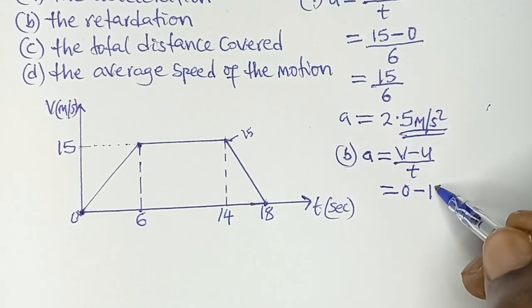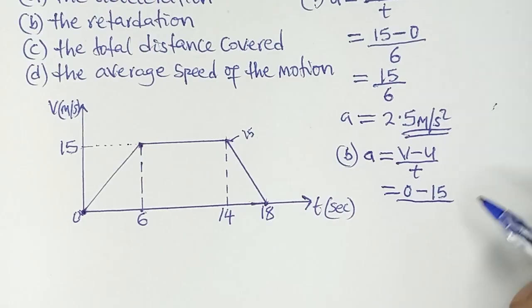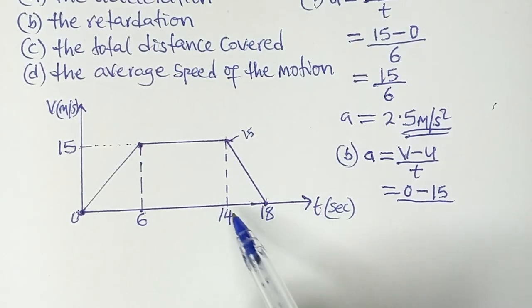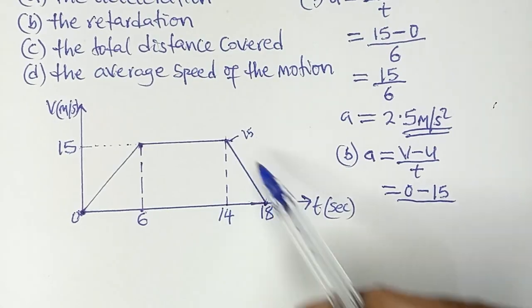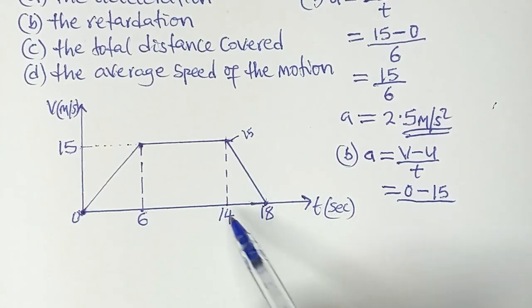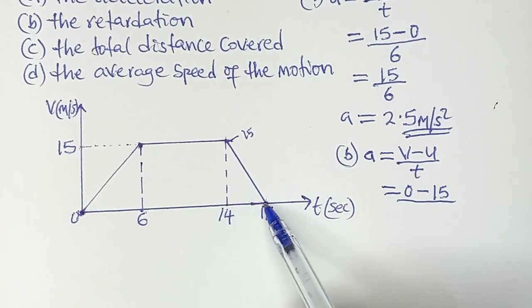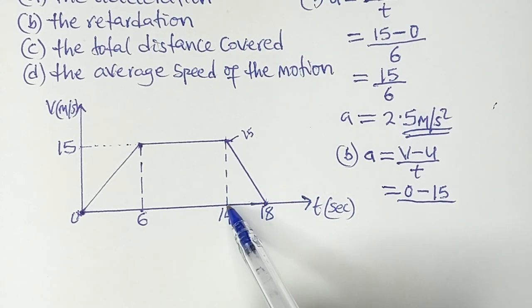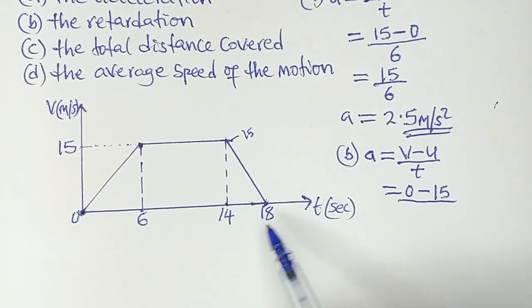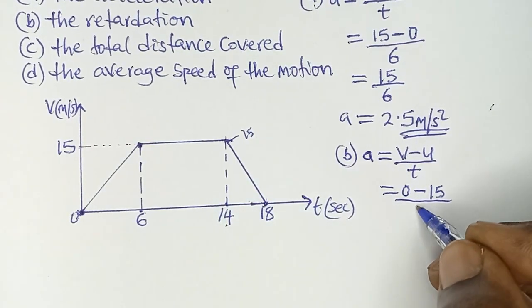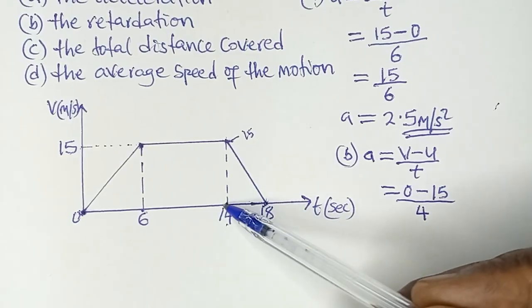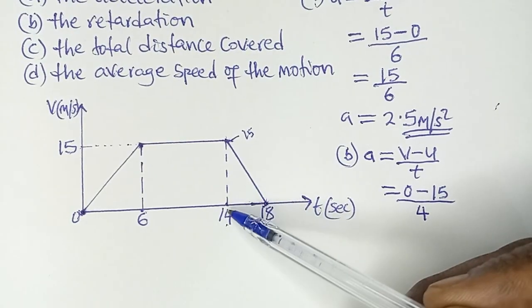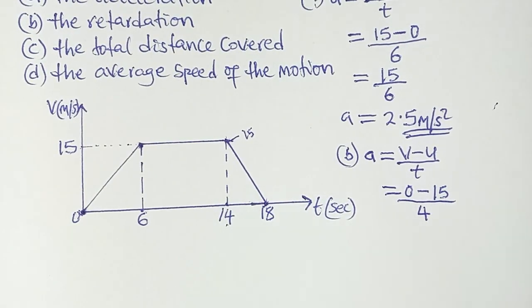So minus 15, then all over the time taken to retardate, the time for retardation. To get this time, we move from here to this point. Now you read the horizontal axis, time. The time from here to here is simply 18 minus 14, which is 4. So it took 4 seconds to move from here to here, and that is the 4 seconds that we can see here. That is 18 minus 14, and that is 4 seconds.